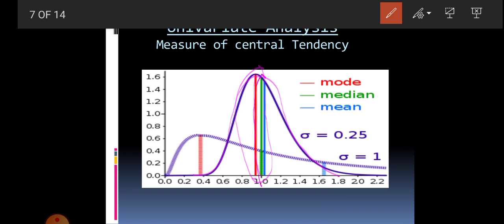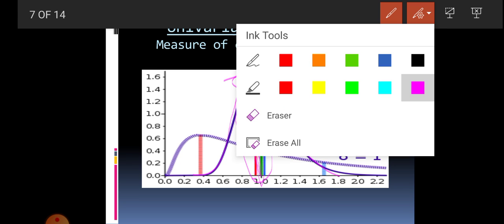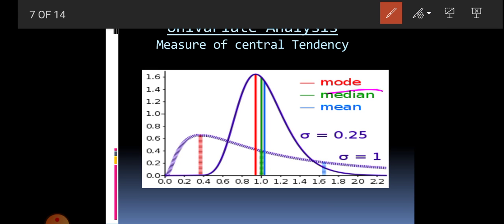So at this point it is the highest value, so this is the mode. Mode means the point at which it is the highest value, or more values. So this is the mode. Median means what? Median means the green one is the median, so look at the green part.